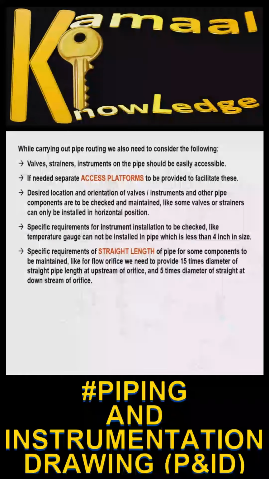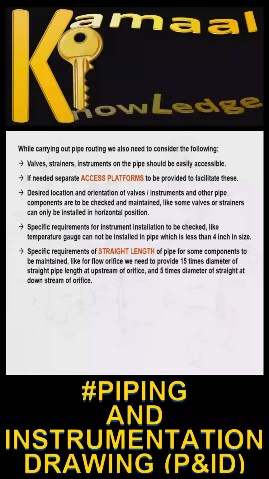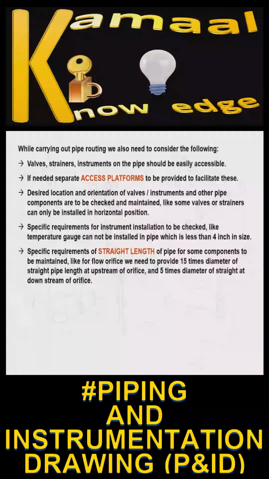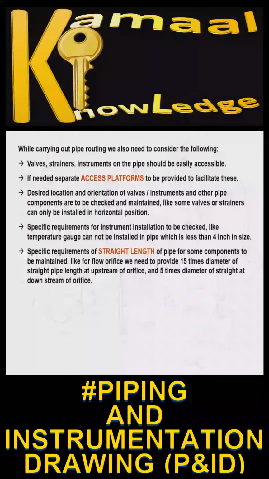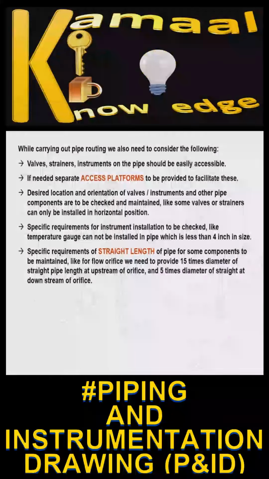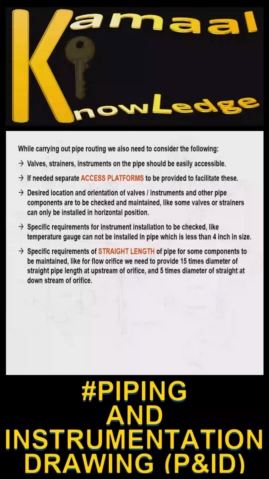While carrying out pipe routing we also need to consider the following. Valves, strainers, instruments on the pipe should be easily accessible. If needed, separate access platforms are to be provided to facilitate these. Desired location and orientation of valves, instruments and other pipe components are to be checked and maintained, like some valves or strainers can only be installed in horizontal position.